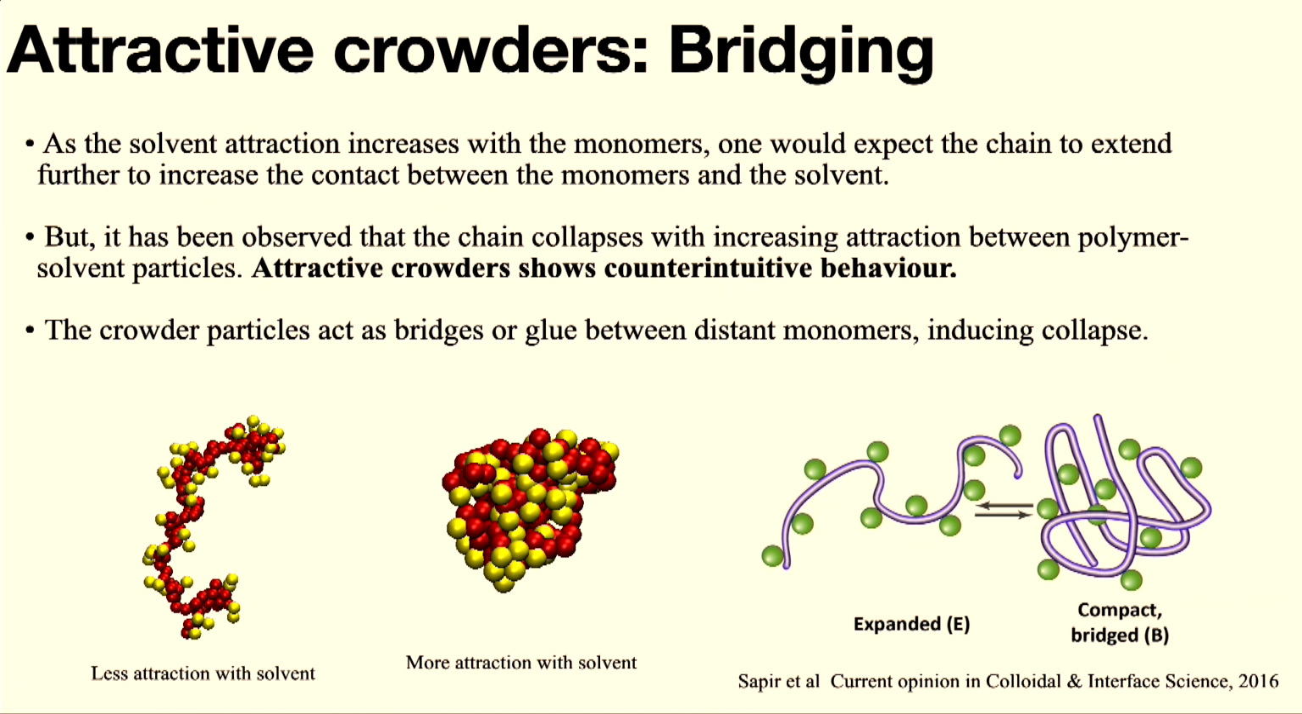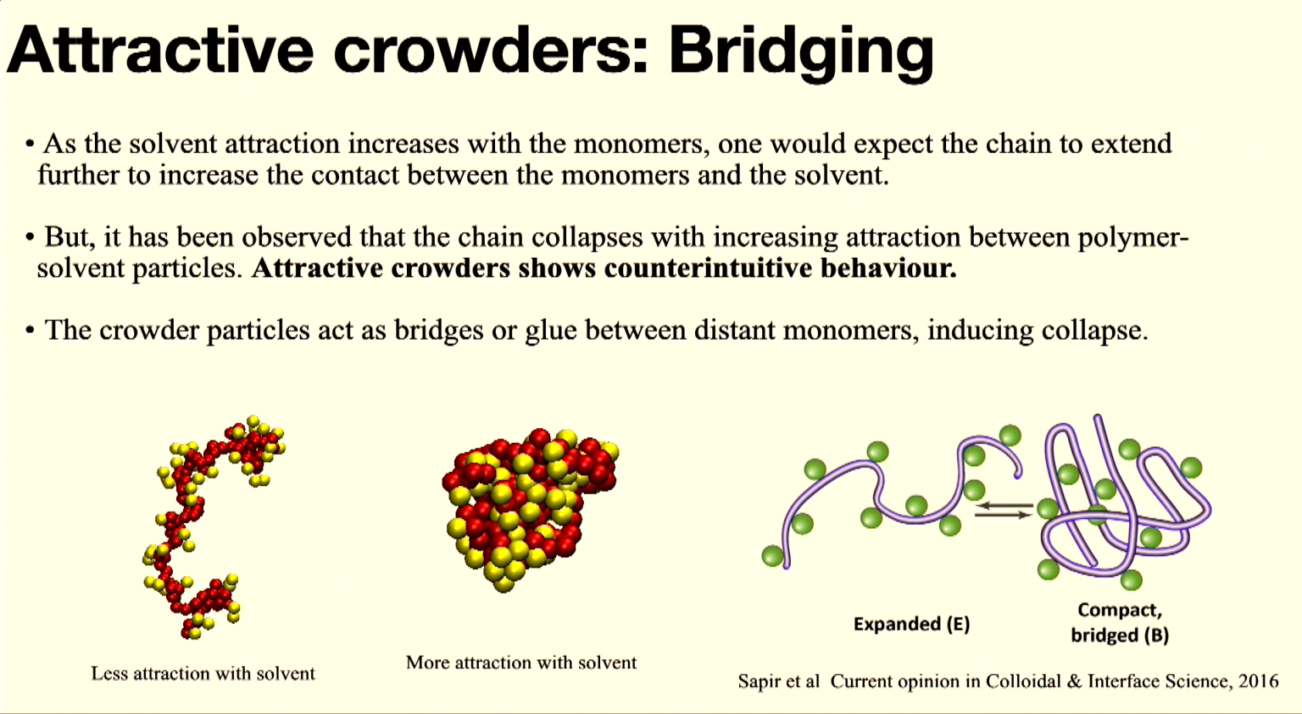But what has been found is that the chain collapses with increasing attraction between the polymer and the solvent particle, or the Crowder particle. This attractive Crowder shows some counterintuitive behavior. So what is happening? You can see here the chain was extended for less attraction, but as the attraction is increased, the chain is now forming a globule kind of structure. And what happened? The Crowder particle is acting as a bridge or a glue between the distant monomers to induce the collapse behavior.